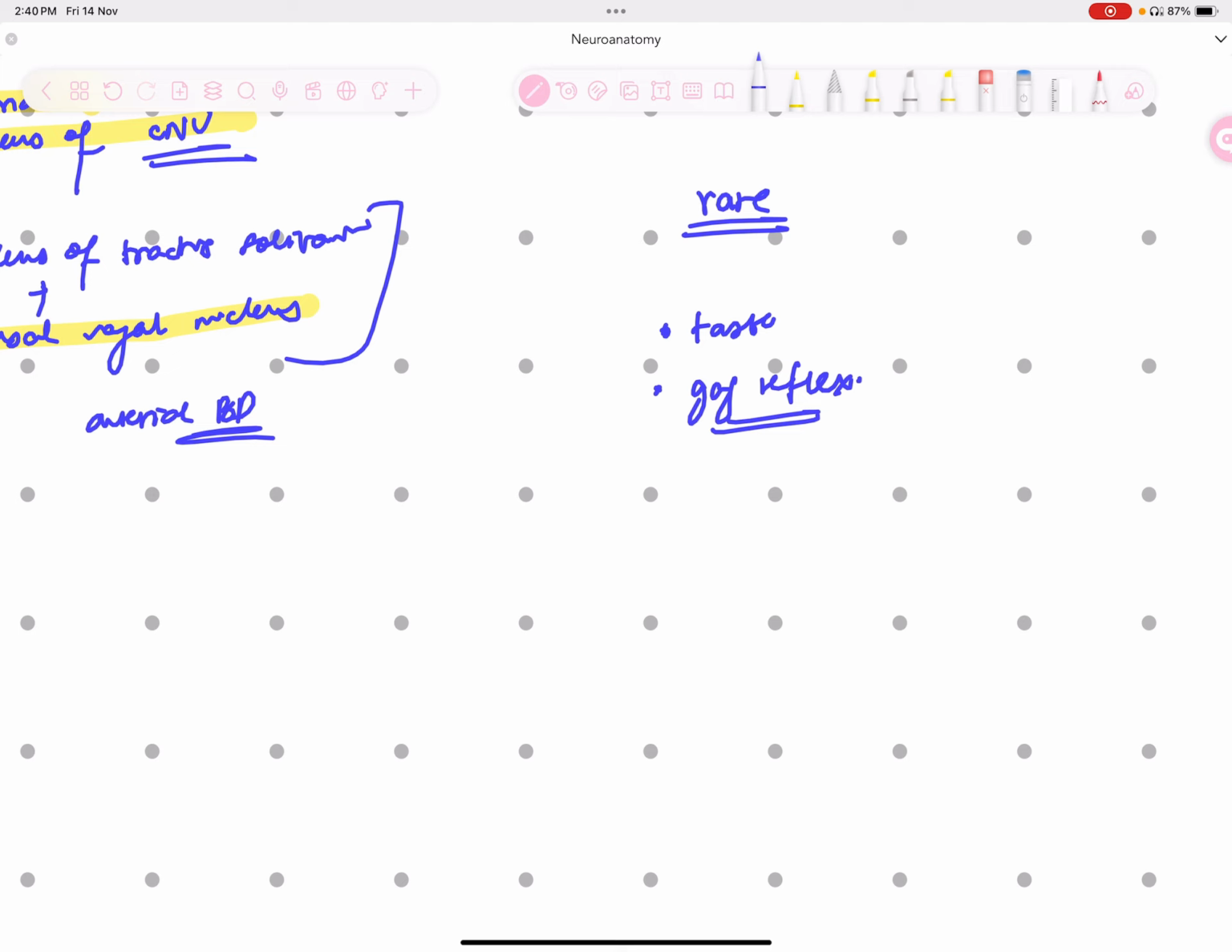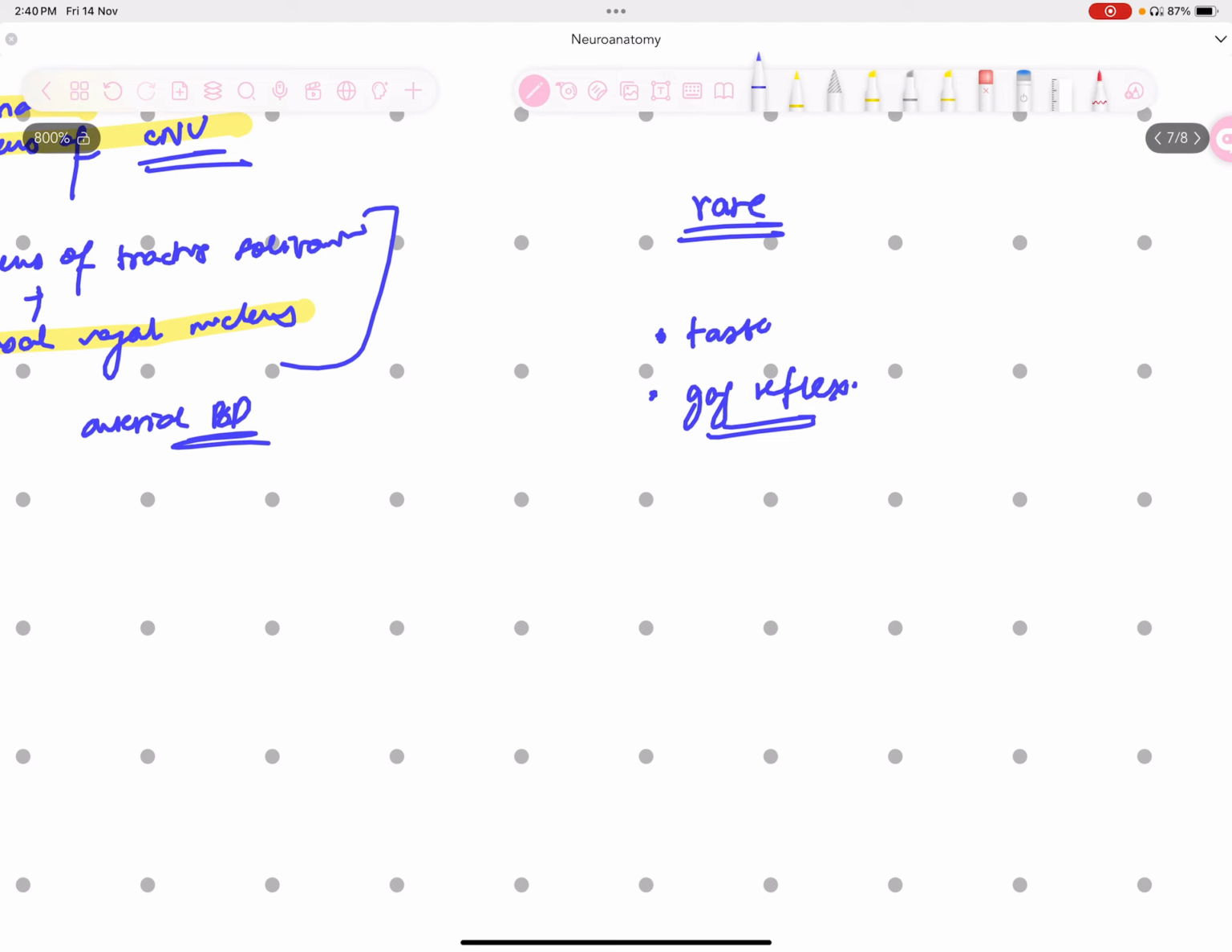This is a test for the ninth nerve, where you are going to check the taste sensation in the posterior one third of the tongue. Loss of taste occurs when there is a lesion of the glossopharyngeal nerve. For the gag reflex, tickle the back of the pharynx and note whether the reflex contraction, the pharyngeal reflex of the soft palate and pharynx, occurred or not. So yes, that's pretty much it.